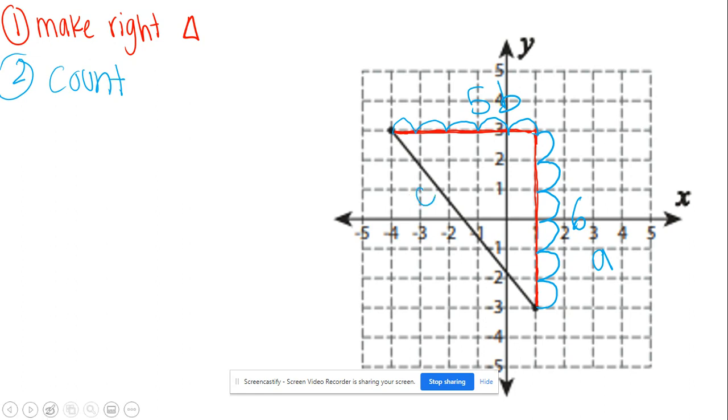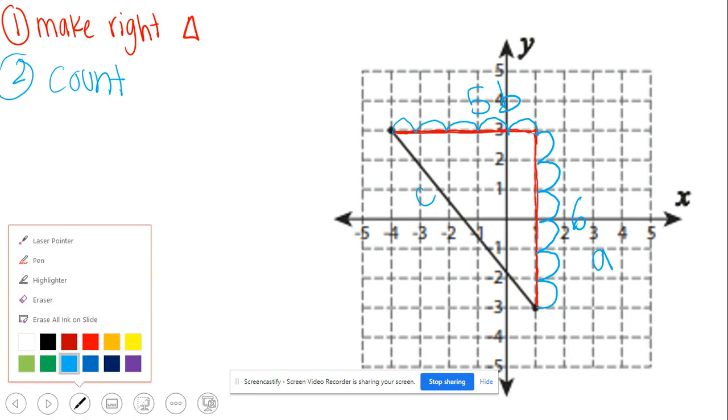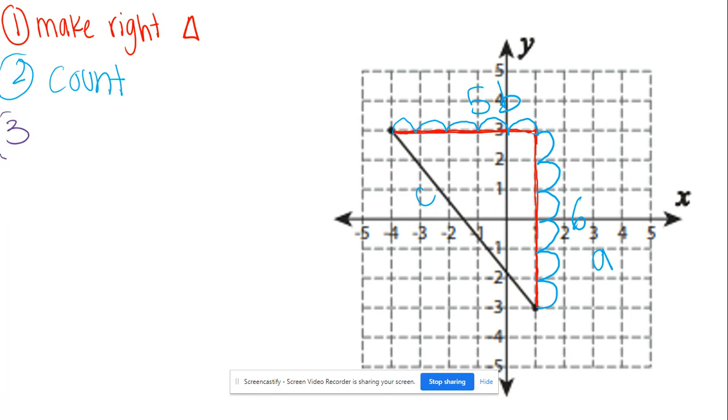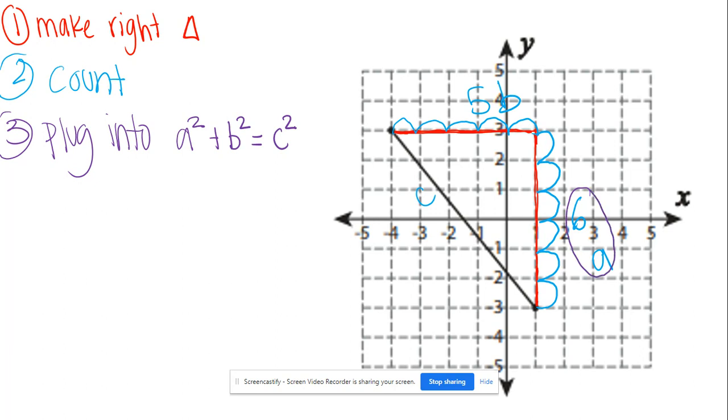Now, what our next step is going to be, step 3, is to plug into A squared plus B squared equals C squared. Now you're just going to plug in with what you know. So my A is over here and it's 6. So 6 squared plus your B is 5. 5 squared equals, now do we know what C is? We do not. So that's going to be C squared.